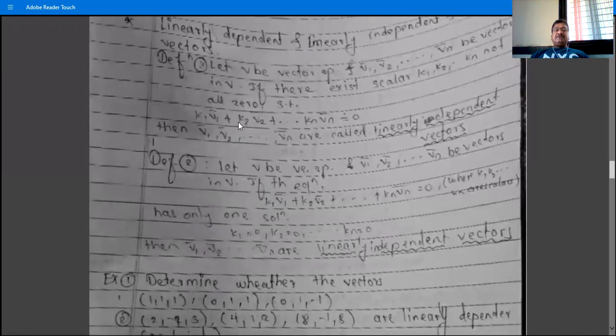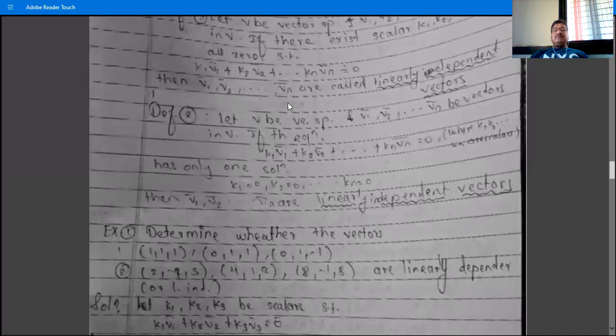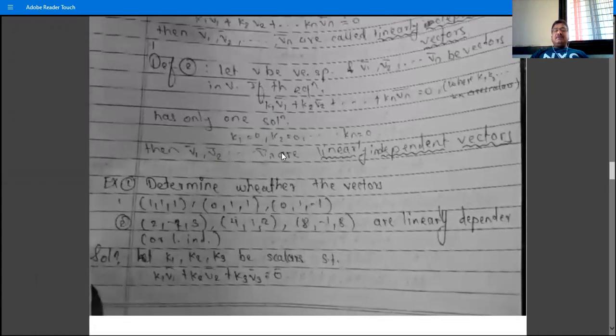So in this equation k1 v1 plus k2 v2 plus ... plus kn vn, if these k1, k2, ..., kn are not all equal to 0, then v1, v2, ..., vn are called linearly dependent. And if all these k1, k2, ..., kn are 0, then v1, v2, ..., vn are called linearly independent vectors. So, example: determine whether the sets in problem number 1 and problem number 2 are linearly dependent or linearly independent. Answer of example number 1.